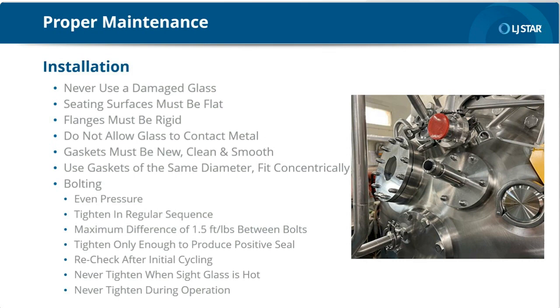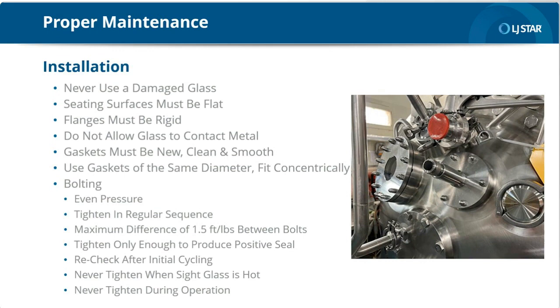Gaskets must be new, clean, and smooth. Use gaskets of the same diameter. Bolting. For industrial sight glasses that are bolted to the vessel, the pressure applied by the bolts should be even to prevent damage to the glass disc.